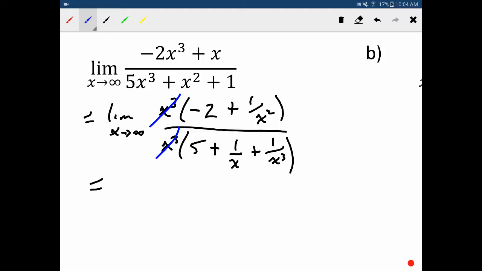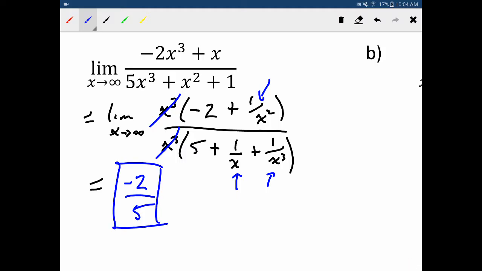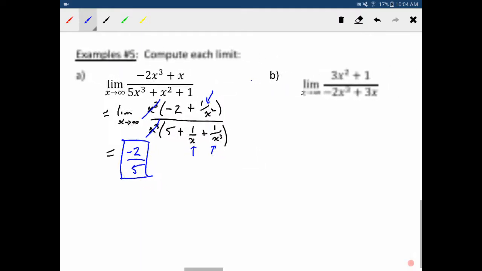As x approaches infinity, that is going to approach 0, that is going to approach 0, and that is going to approach 0. So all that's left is the negative 2 and the 5. So all we're left with is negative 2 over 5. And that is our answer. So that is our horizontal asymptote. As it approaches infinity, it's going to approach negative 2/5.